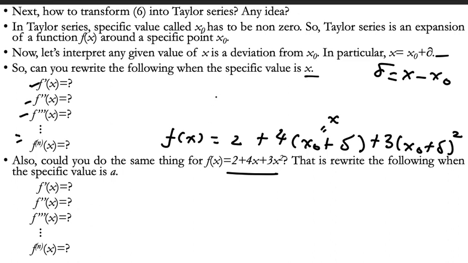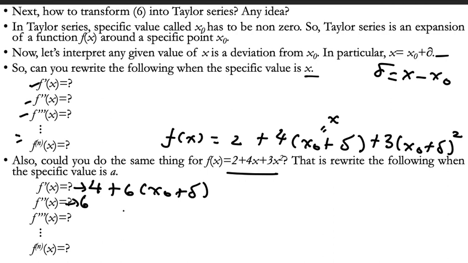What about f prime(x)? If it is f prime(x), it becomes 4 plus 6(x0 plus delta), okay? Earlier, we didn't have delta. Remember when we did the Maclaurin series? And then f double prime is 6. So this is for this, this is for this. We cannot differentiate it further because x is no longer there.